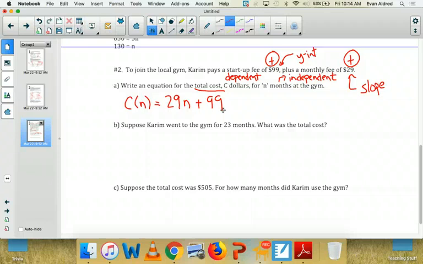The more months, it goes without saying, will lead to a higher cost. So now we're saying, suppose he went to the gym for 23 months. That means that our number of months is 23, n equals 23. So we want to find the cost at 23 months, and that's going to be equal to 29 times the number of months, which again we've said is 23, plus 99.